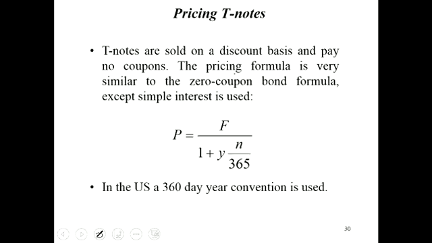If you want to price them, this is one of the few places in the financial markets where we use simple interest. Almost everywhere else in the financial markets, we use compound interest to both calculate returns and calculate value. But in the treasury market, the convention is to use a simple interest calculation. So this is your price here. That's your face value there. That's the yield. And that's the number of days to maturity.